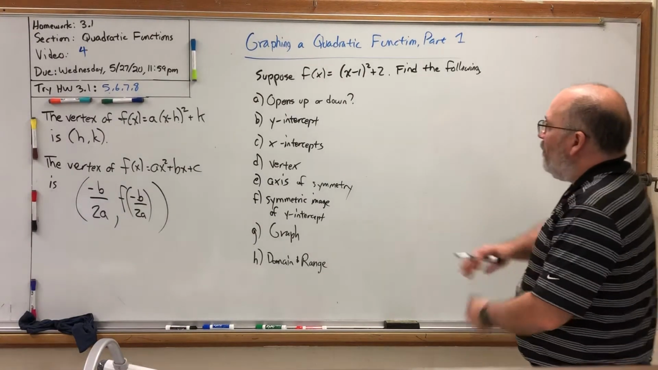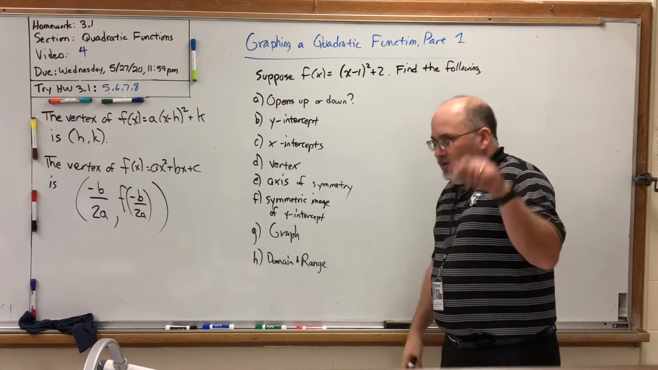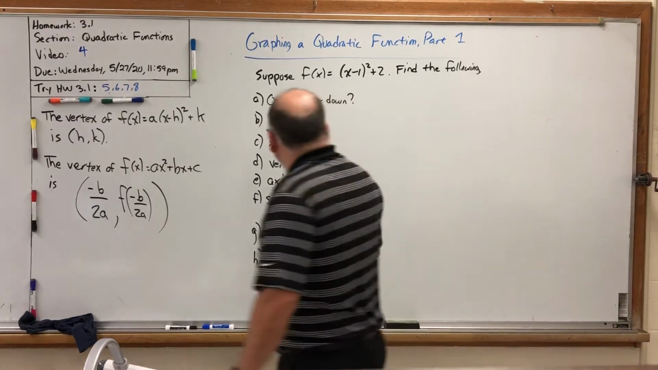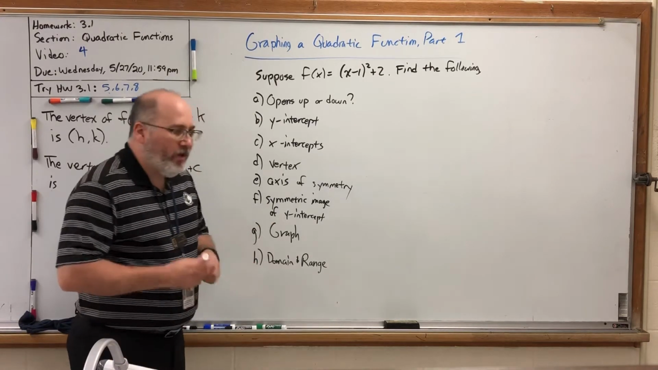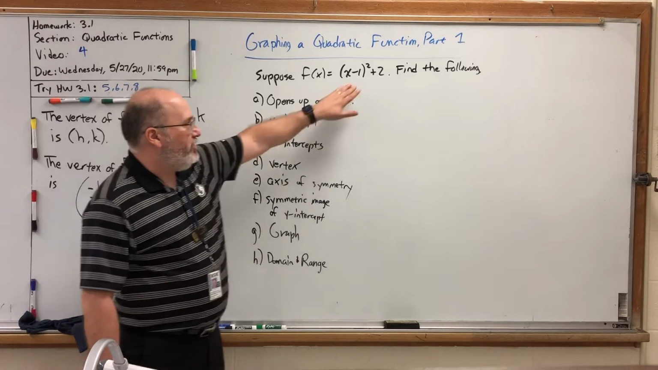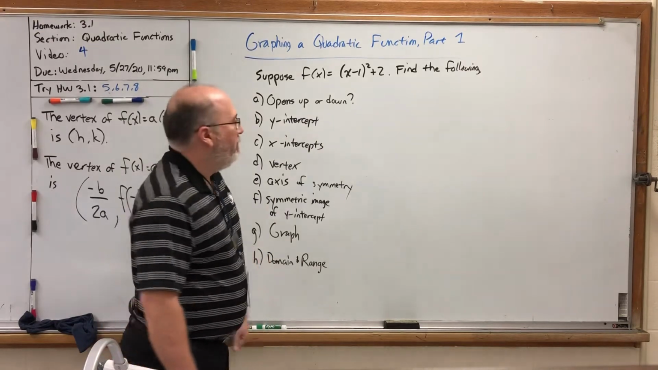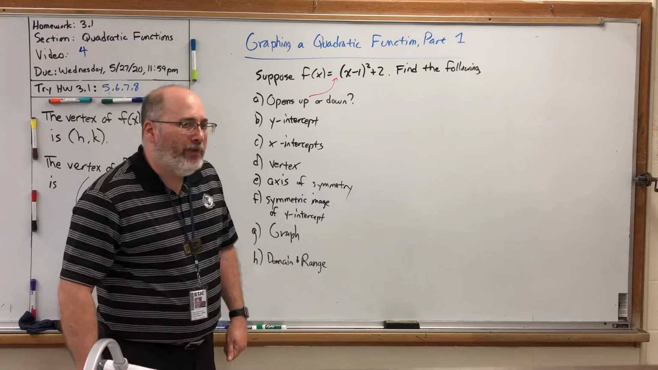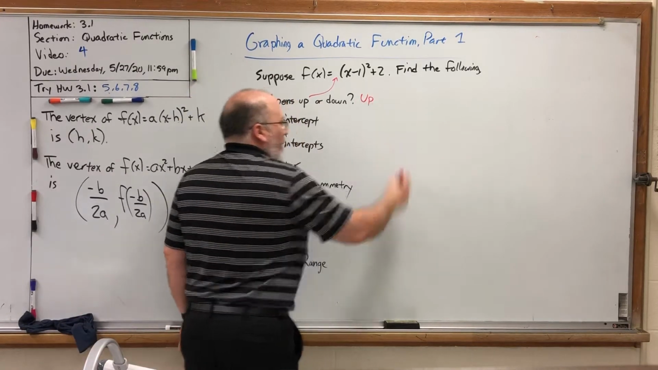Okay, so our function is f of x equals (x minus 1) squared plus 2. Let's start with whether it opens up or down. Remember, the whole does-it-open-up-or-down question revolves around the leading coefficient being positive or negative. And when you're in standard form, the leading coefficient is the number in front of the parentheses. In this case, because the number in front of the parentheses is an implied 1, and more specifically implied positive 1, this parabola will open up.